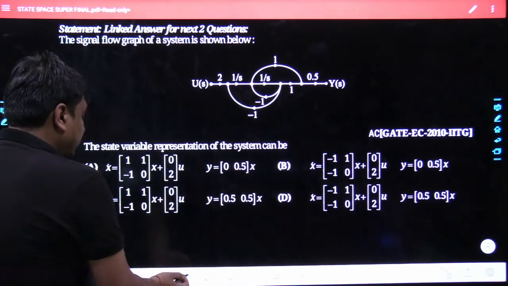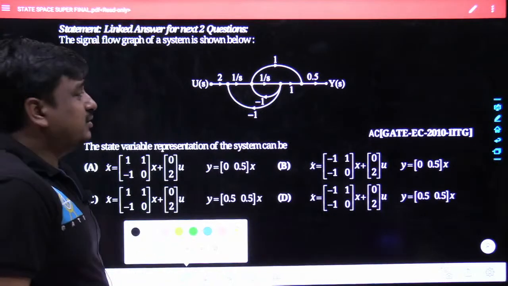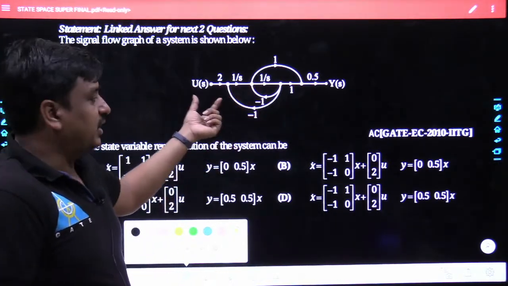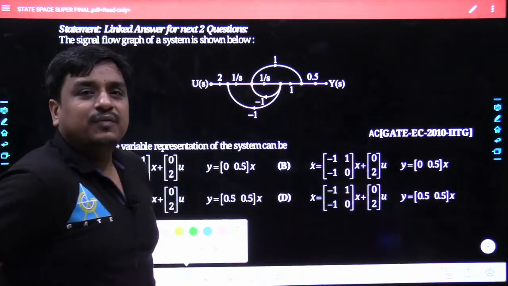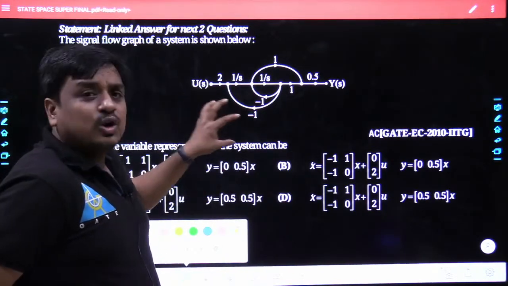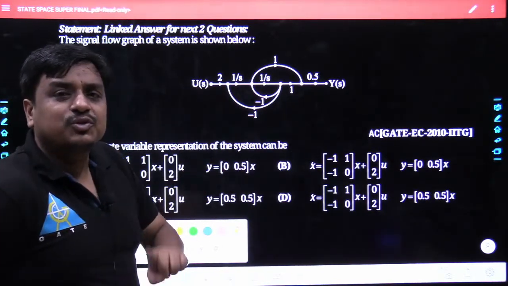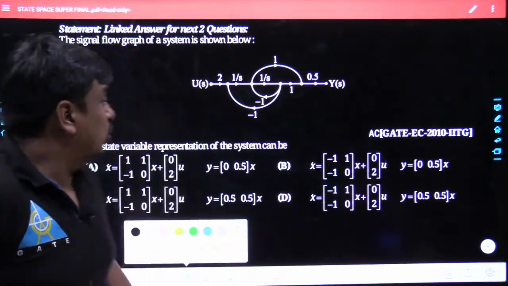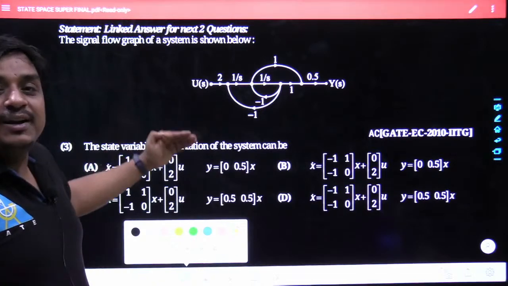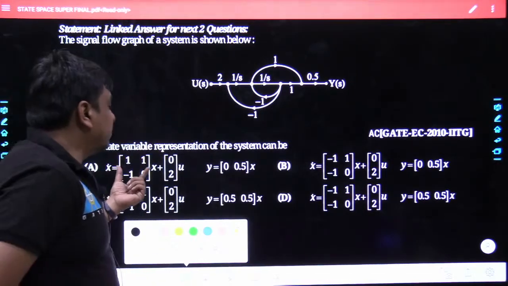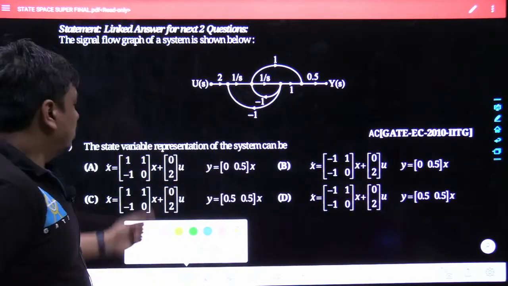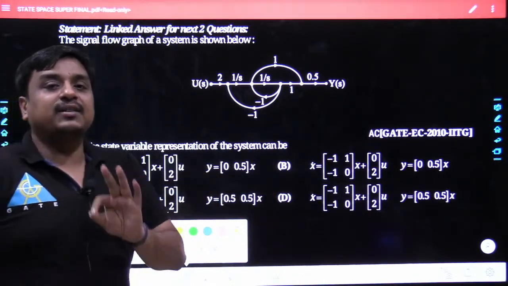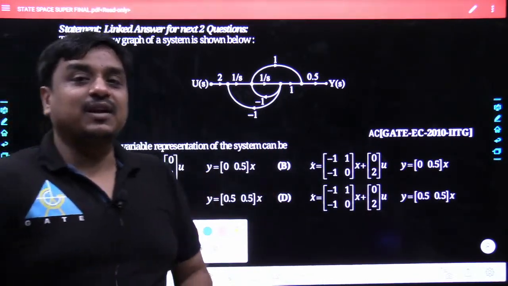Again, before starting this problem, let me write a few of the important points. How many integrators are getting involved within this system? Two integrators are getting involved within this system. What does that mean? That means the order of the system is 2. If the order of the system is 2, definitely two state variables are required to convert this SFG into the equivalent SSM model. And even once you see options A, B, C and D, the order of the matrix A is 2 cross 2. That's self-explanatory that yes, two state variables are required.